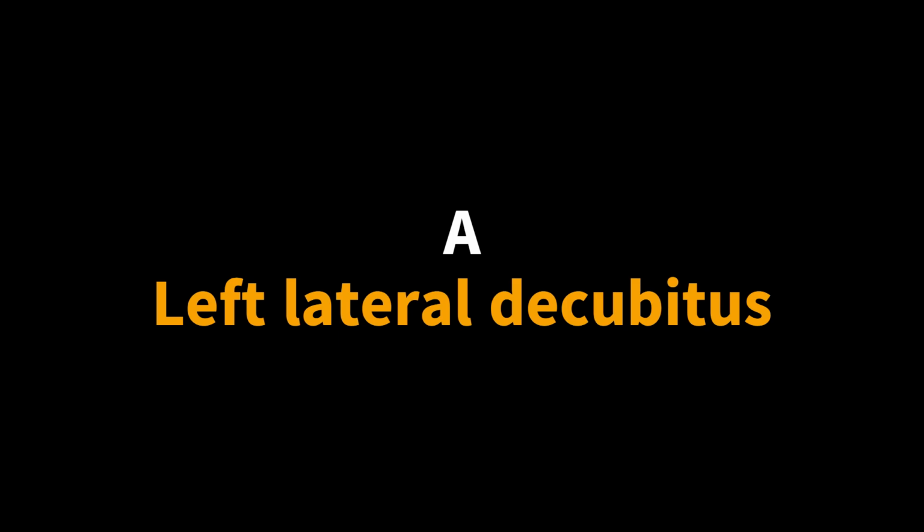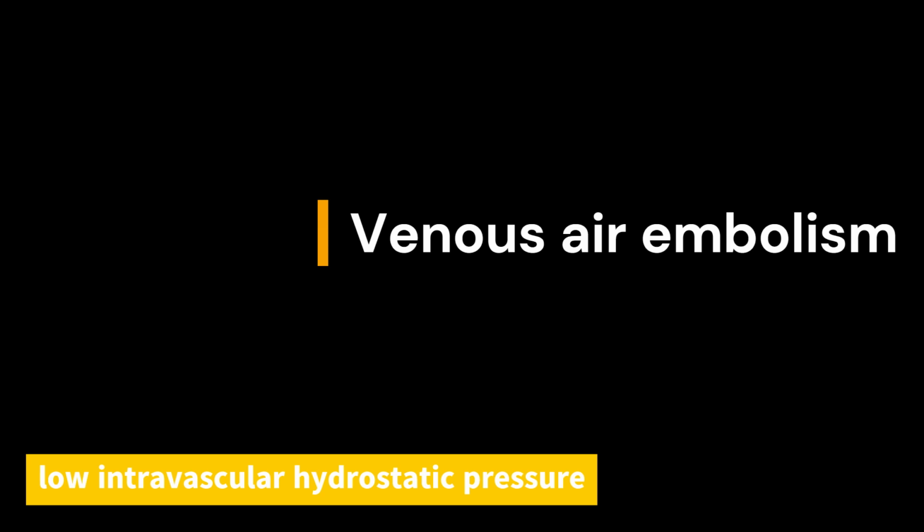Congratulations if your answer is A, which is left lateral decubitus. This question is designed with the focus to assess your ability to perform clinical interventions. This patient with sudden onset respiratory distress following removal of a central venous catheter has most likely developed a venous air embolism. The venous circulation is susceptible to air embolism due to relatively low intravascular hydrostatic pressure.